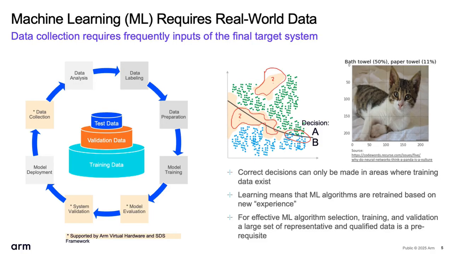This highlights a fundamental truth. For effective ML development, whether it's algorithm selection, training or validation, you need a large, representative and high-quality dataset. And the models aren't static. They need to be retrained as they encounter new data, new use cases and new experience. This is where the Synchronous Data Stream framework comes into play.